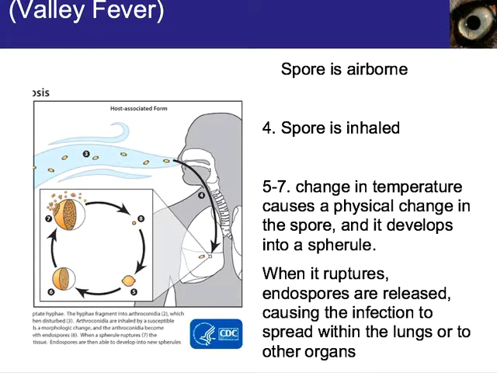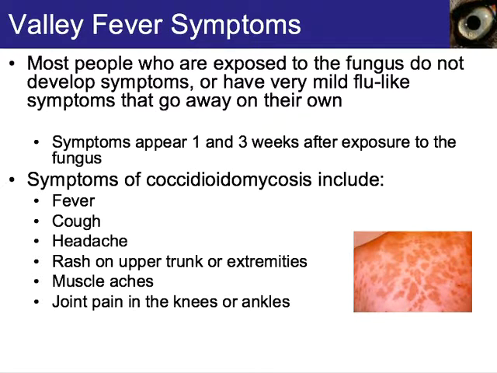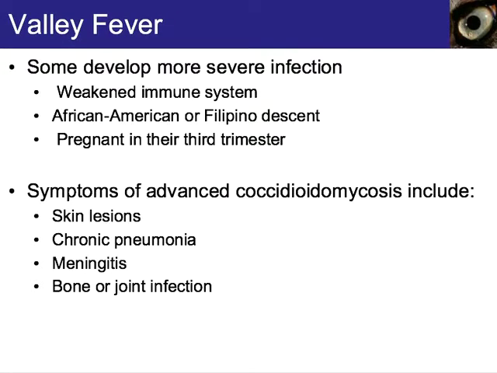Once inhaled, the spores will start to set up an infection in your chest. Valley fever symptoms include fever, cough, headache, a rash on your upper extremities, muscle aches, and joint pain in the knees and ankles. Some people develop more severe infections if they have a weakened immune system, and that includes chronic pneumonia, meningitis, or bone infection.